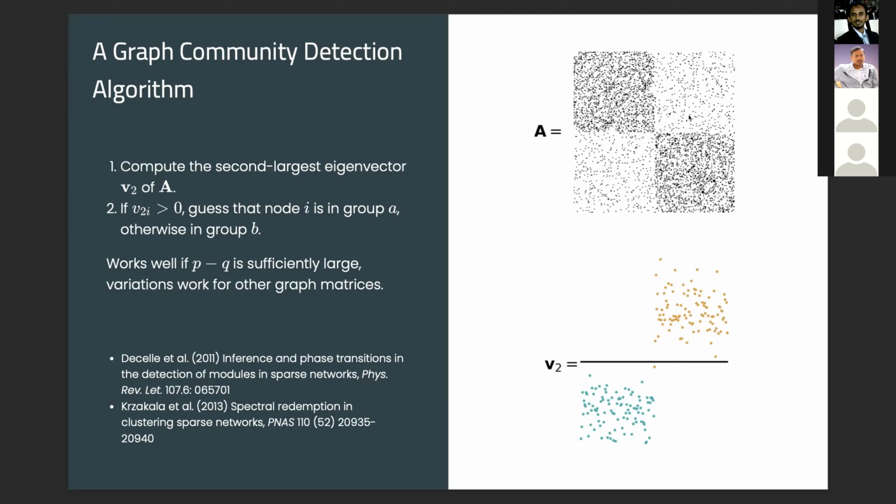So for this noisy sampling from our probability matrix, we end up with this vector, and you can see that the community structure is almost entirely recovered. There's this one kind of misclassified node.